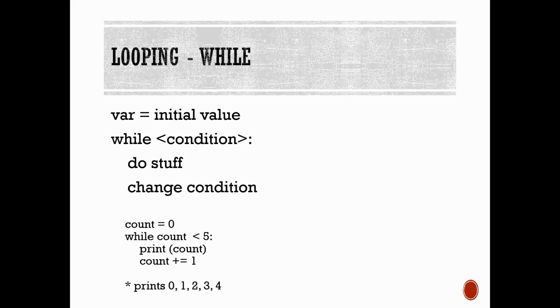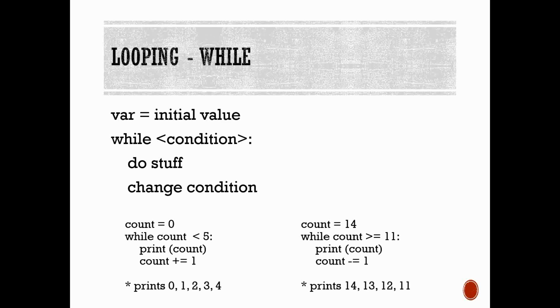I'm going to set my initial value to 0. I'm going to say while count is less than 5. That condition looks remarkably like a condition that I would have on an if structure. I'm going to tab in and we're just going to print our count variable. And then I'm going to change the condition by incrementing my count by 1 each time I go through the loop. And this will print 0 to 4, because as soon as my count variable is incremented to 5, the condition on the while loop, 5 is no longer less than 5, and so it will let me out of the loop.